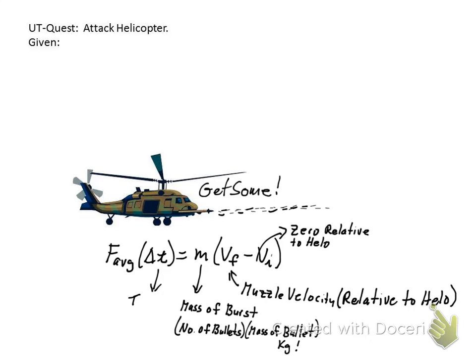And then the time that the burst is being fired is given. What this can do is tell me the average force that was required to fire this burst of bullets. So I can solve for F average.